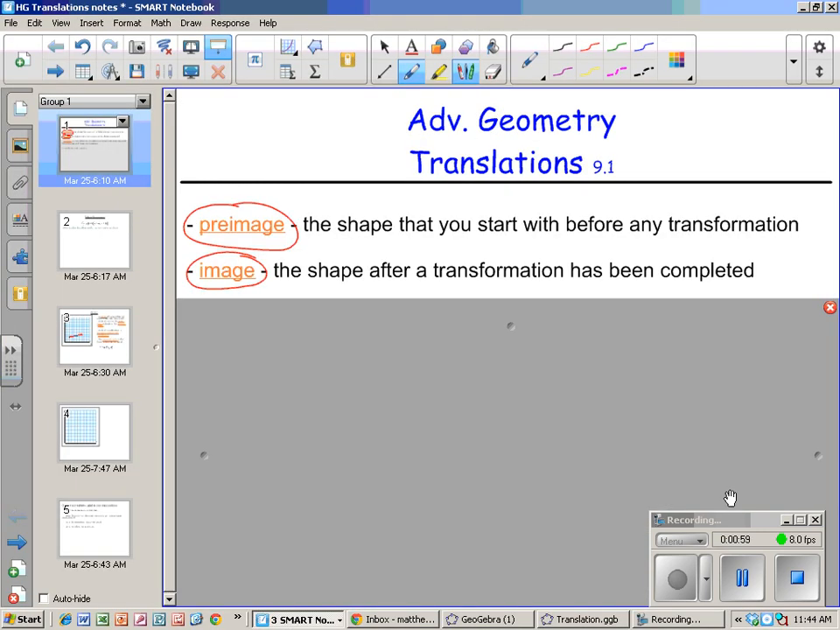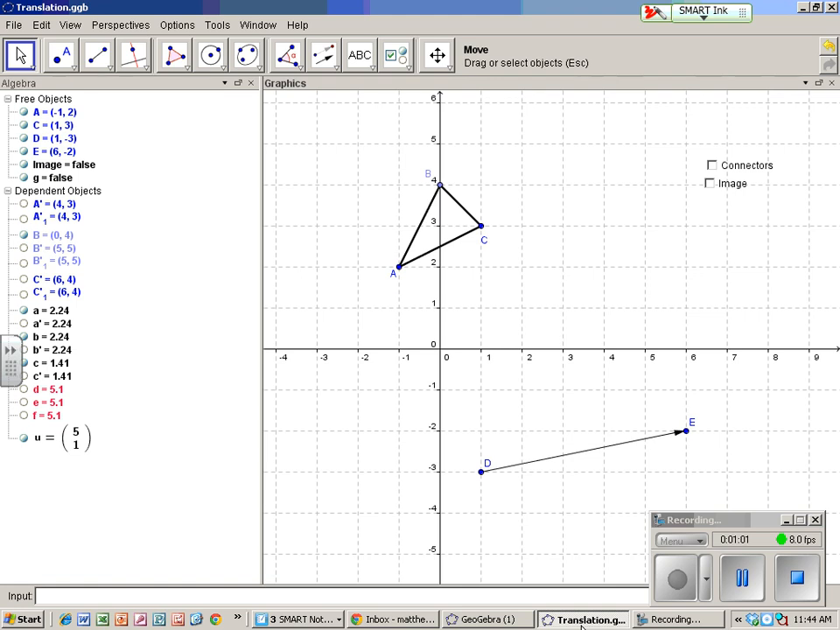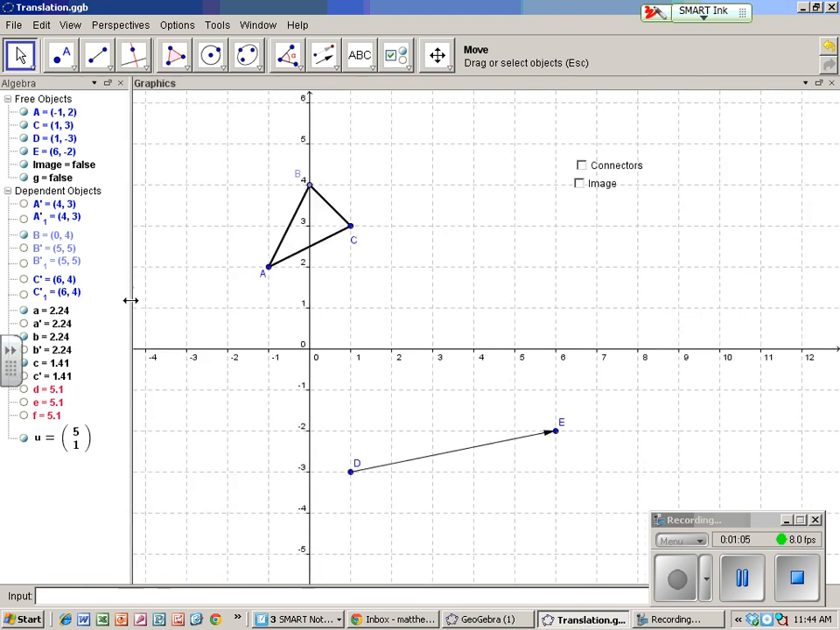So let me go to this one. In this first drawing, what we're talking about is a translation. It's a shift. So I'm just going to start with triangle ABC. Now you'll notice this line down here, this line DE. That is called a vector, and I'll talk about that more in a little bit.